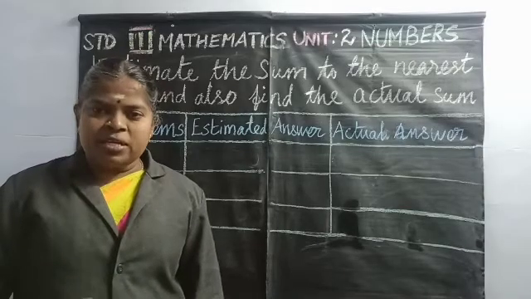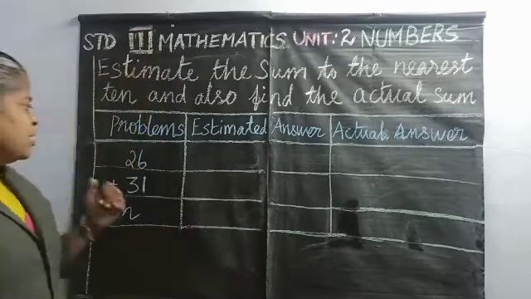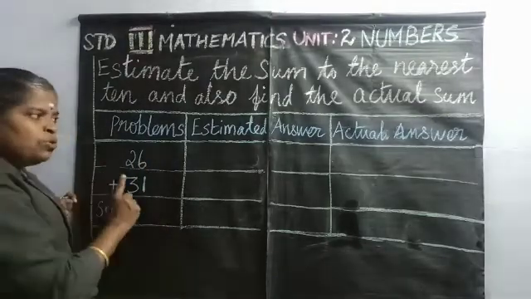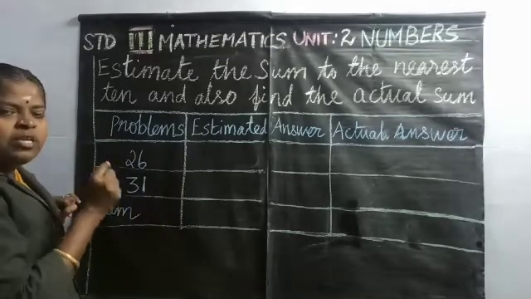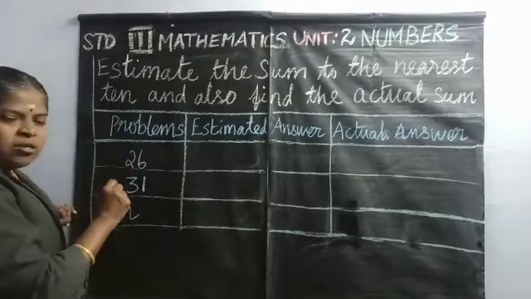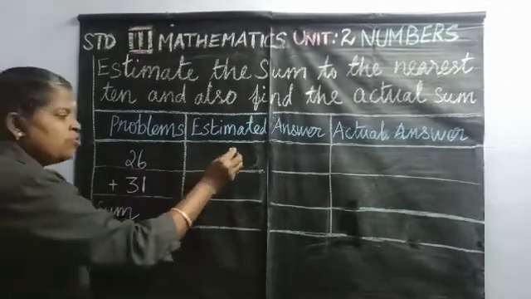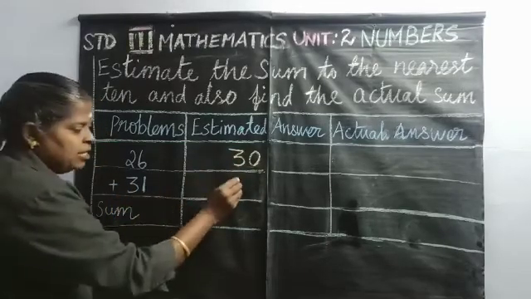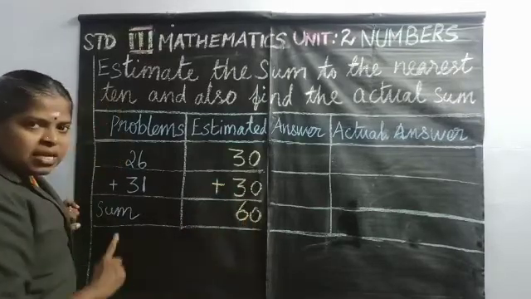Children, now estimate the sum to the nearest 10 and also find the actual sum. Here the problem given is 26 plus 31. You have to find the estimated answer. Estimated means we have to round off to the nearest 10. 26 is nearest to 30 or 20? 26 is nearest to 30. 31 is nearest to 30. So 30 plus 30 is 60.